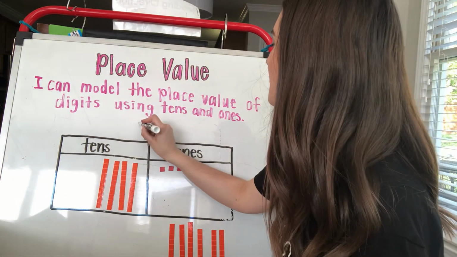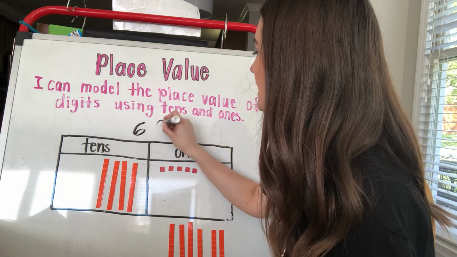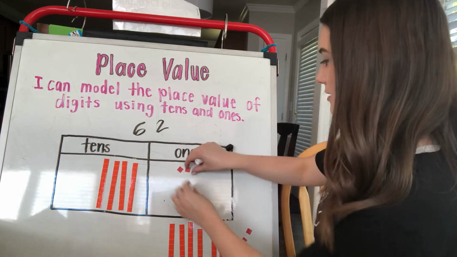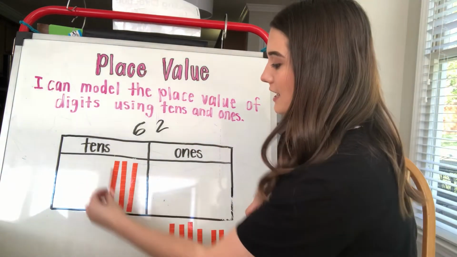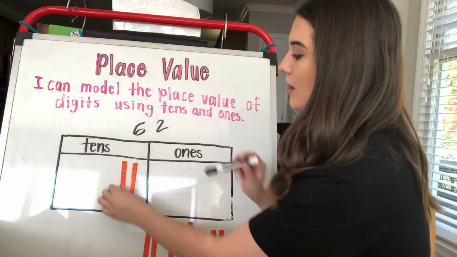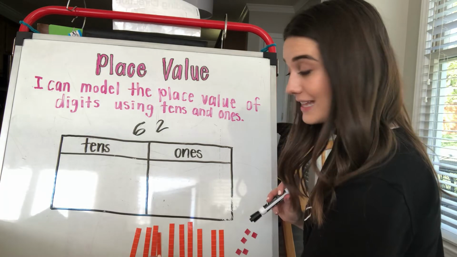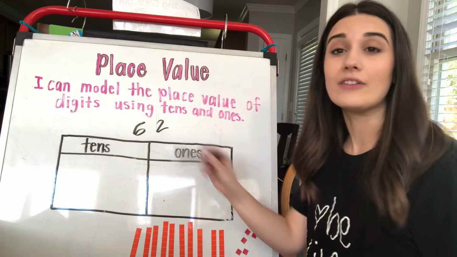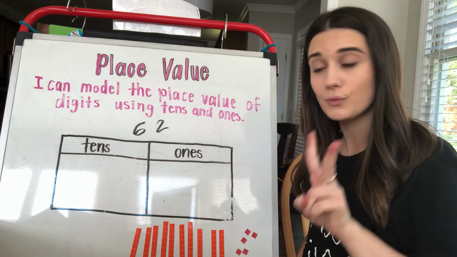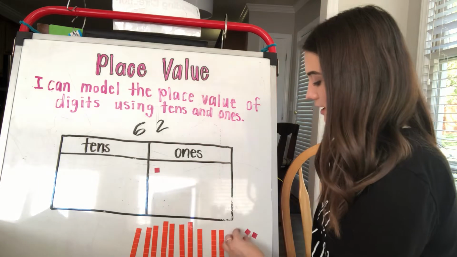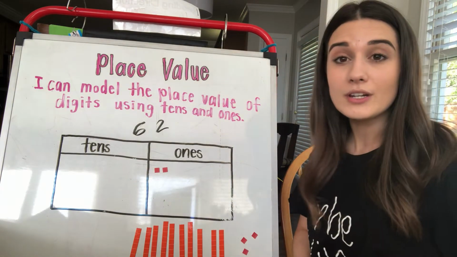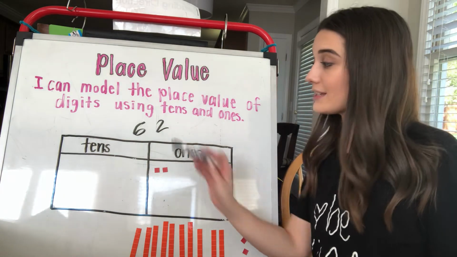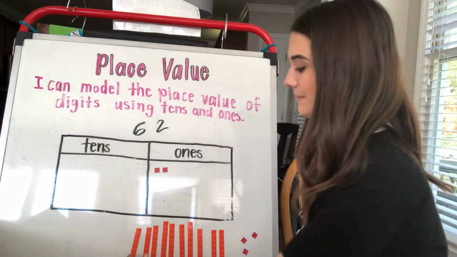Let's build the number 62. So let me take my ones away, and we are going to build the number 62. While I'm taking our tens and our ones away, go ahead and start thinking, how many ones do I need to use and how many tens do I need to use? So let's see, we're going to look at our ones place first. I see we have a 2 in the ones place, so I need to get 2 ones to go in the ones place. 1, 2. And then I'm going to look at the tens place, and I see we have the digit 6 in the tens place, so I can build 6 tens.